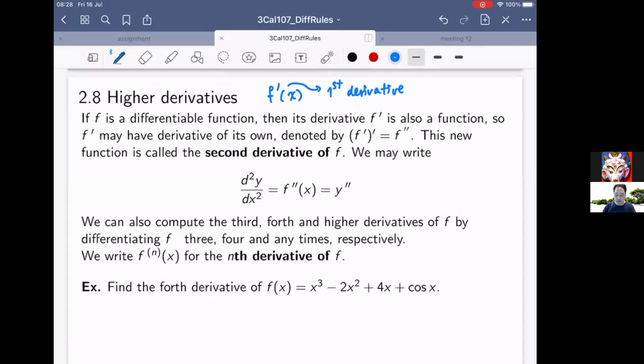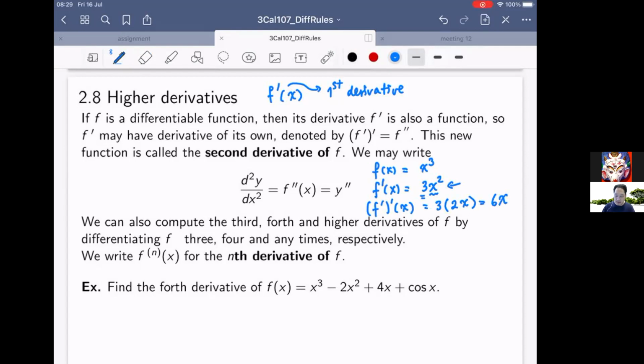If you look at one example, let's say x cubed, then as you find the first derivative, it becomes 3x squared. So this is another function, right? As a function, you can find a derivative of this function one more time. The 3 will be copied, and the derivative of x squared is 2x, and you end up with 6x.